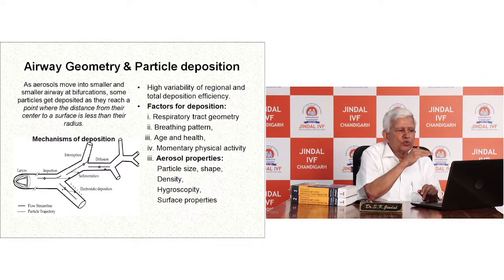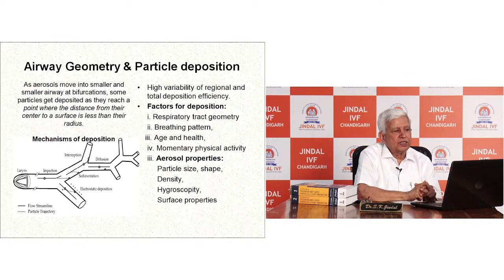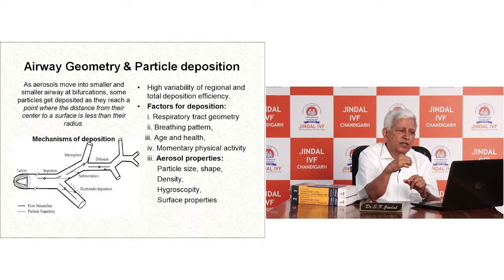So whenever the aerosol faces a bifurcation, obviously it faces a surface, and on the surface some particles will get deposited whenever they reach a point where the distance from their center to the surface is less than their radius. If that distance is decreased, the particle will move by either gravity or other factors, and because of the shape, density and hygroscopicity, it will get deposited on the airway wall.